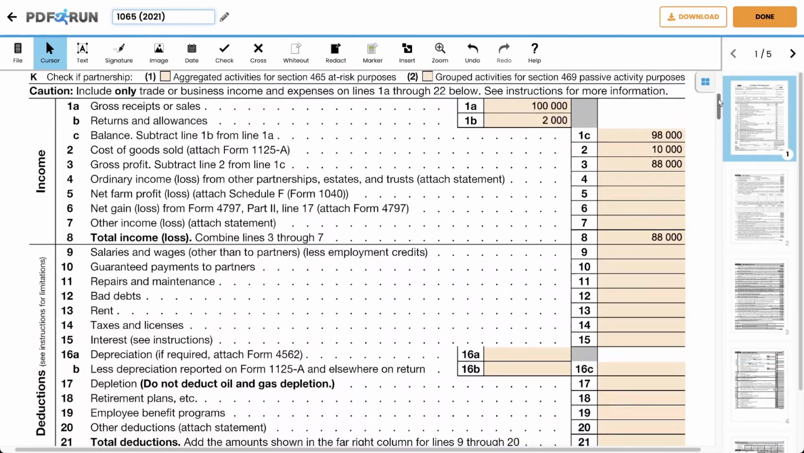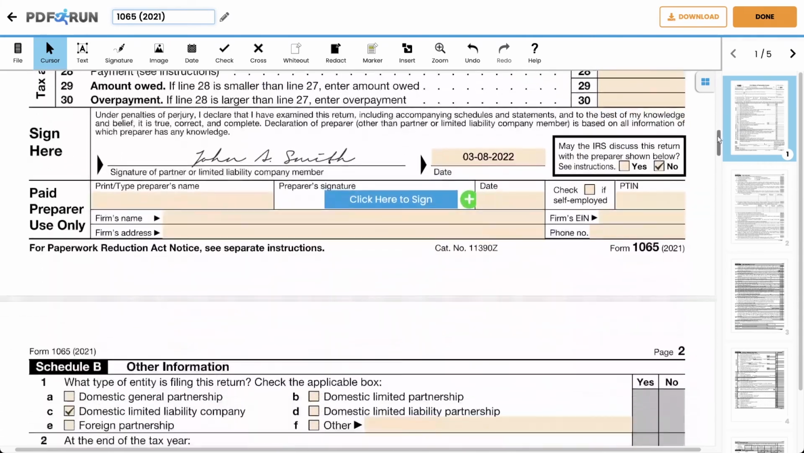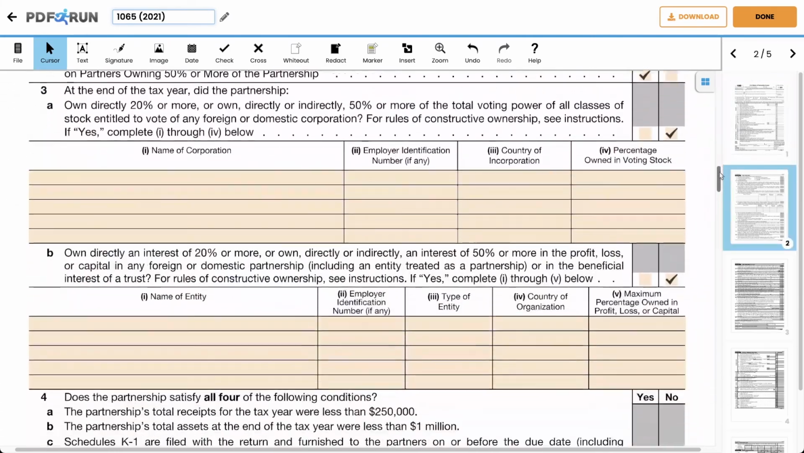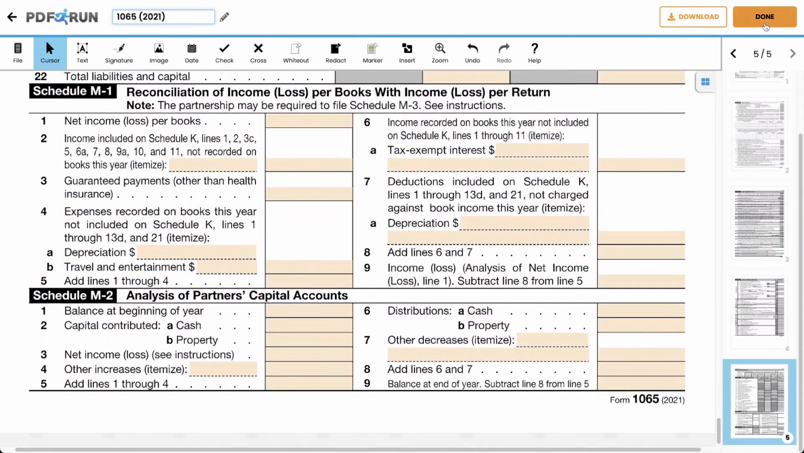Review, and double-check if all entered information is correct and accurate. Once finished, click on the Done button to save, download, and print Form 1065.